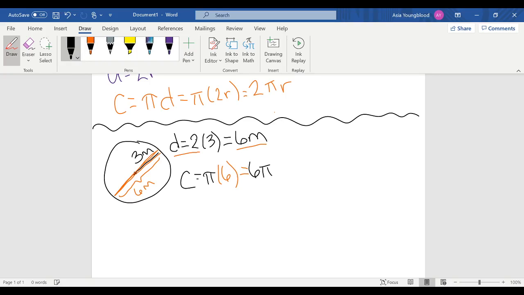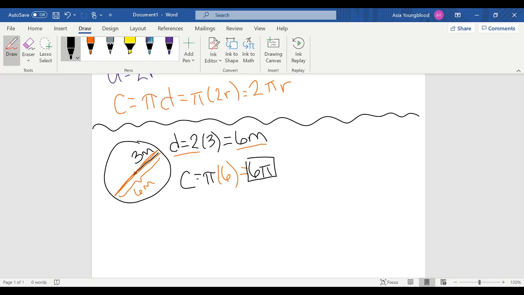So I do want to emphasize that there are multiple ways to write this answer, right? So this is the most exact way to write it, right? Because we know pi is a very complicated number. It's a very long decimal that doesn't end. So this is the most accurate or exact way to write it, 6 pi.